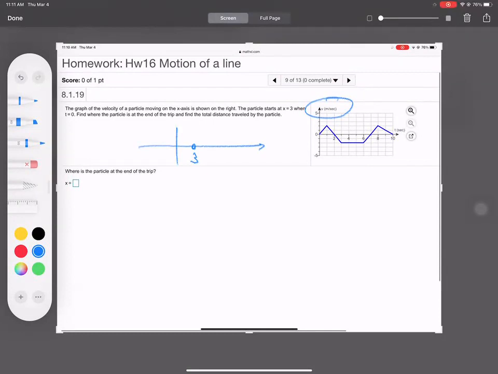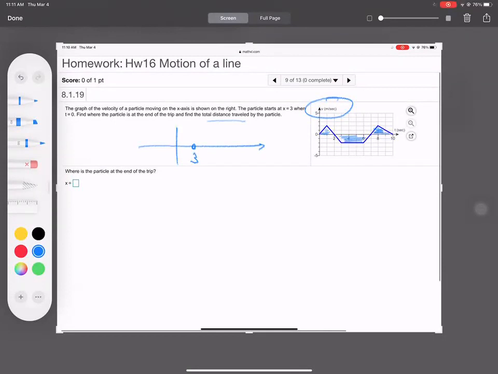Find the position where the particle is at the end of the trip, and then find the total distance traveled. So they're asking us two things. First, find the particle at the end of the trip. So that's the location. So how much did we travel here? How much did we go back? And then how much did we go forward? We're looking at where the position of this particle is.